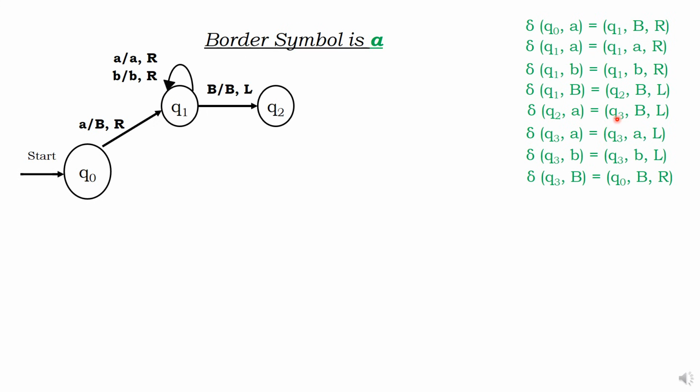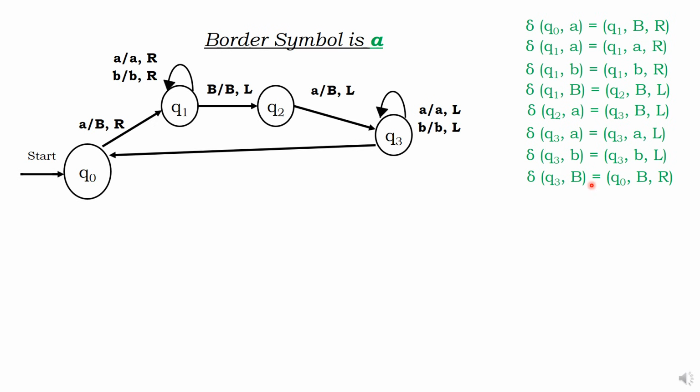Next, Q2 to Q3, accepted. What should I do? A/B, L. Done. Q3 you retain the same, self loop: A/A, B/B, accepted. Finally, from Q3 you are going back to Q0. One cycle completes. I did, B/B, R. Now this whole story is for A.